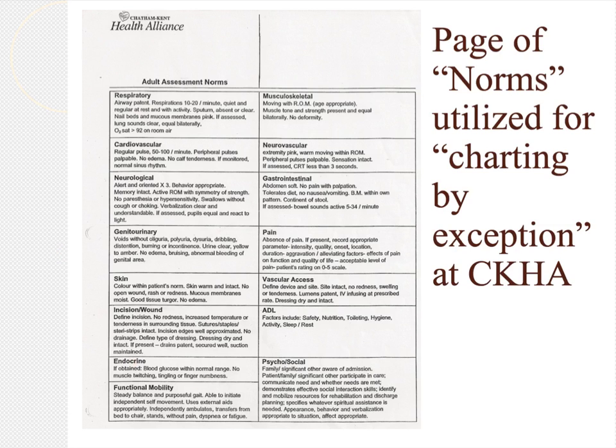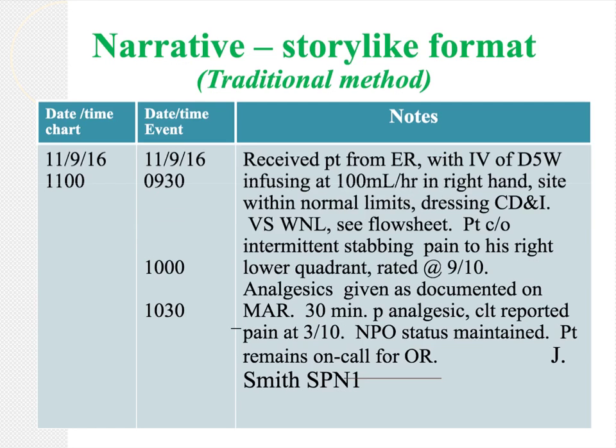So here is a copy of the page of norms that is used by the Chatham-Kent Health Alliance in their charting by exception format. If we have a closer look at our cardiovascular system, it says that they have a regular pulse. It ranges between 50 to 100 per minute. The peripheral pulses are palpable. There's no edema, no calf tenderness if monitored. Then you would see normal sinus rhythm. If there's any deviation from that, then I would be charting within normal limits except, and I would be going into greater detail as far as what was abnormal.